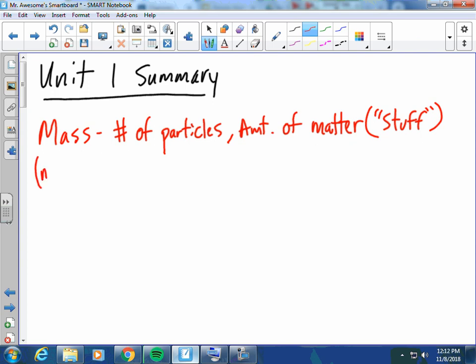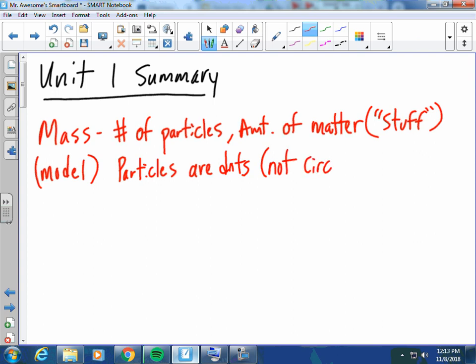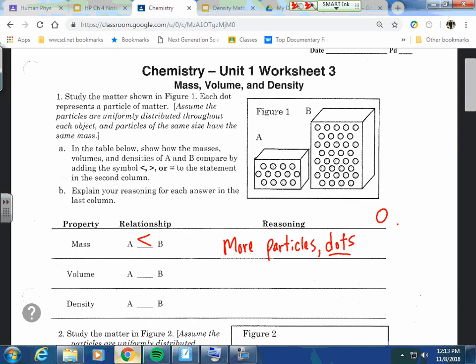Another thing, something we do with models. Particles are dots, not circles. All right, check. Good. All right, what about volume? Which one has more volume? B. Does everybody agree? If I see a hand, that means somebody disagrees. All right. So I'll make the larger side of the angle towards B, saying that B is larger. What do you mean by that? Why is B more volume?